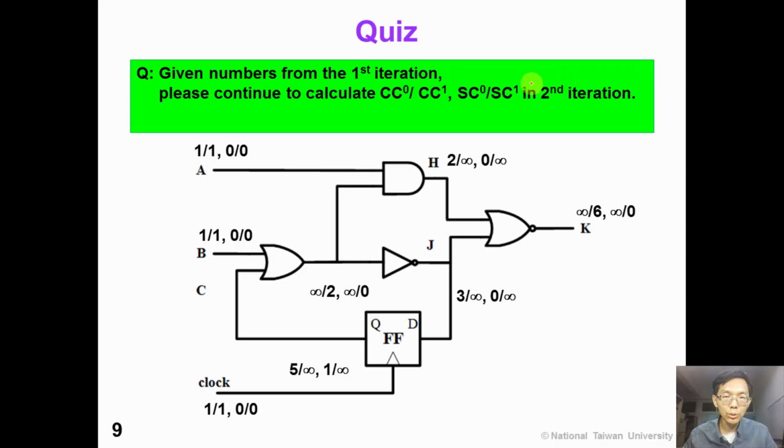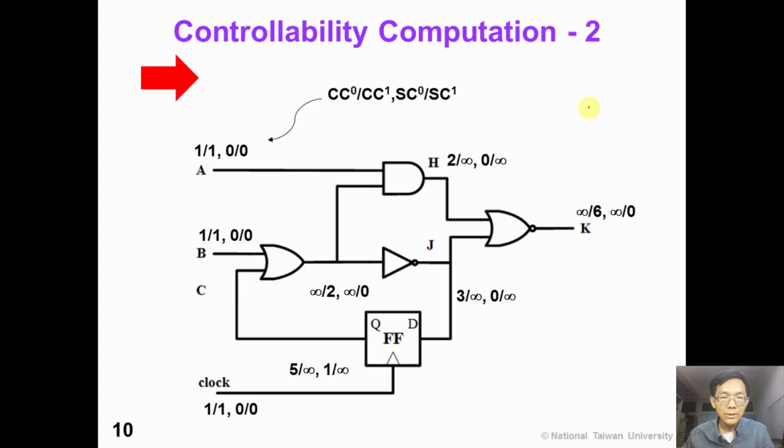Now it's time for you to practice. Given the numbers from the first iteration, please now continue to calculate the other CC values and SC values in the second iteration. Now please pause your video and do the practice. Are you done? The answers are shown in the next slide.